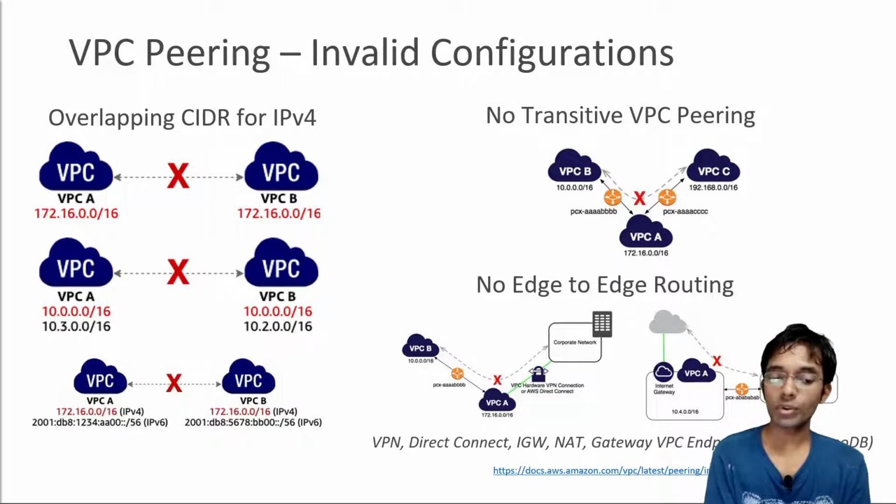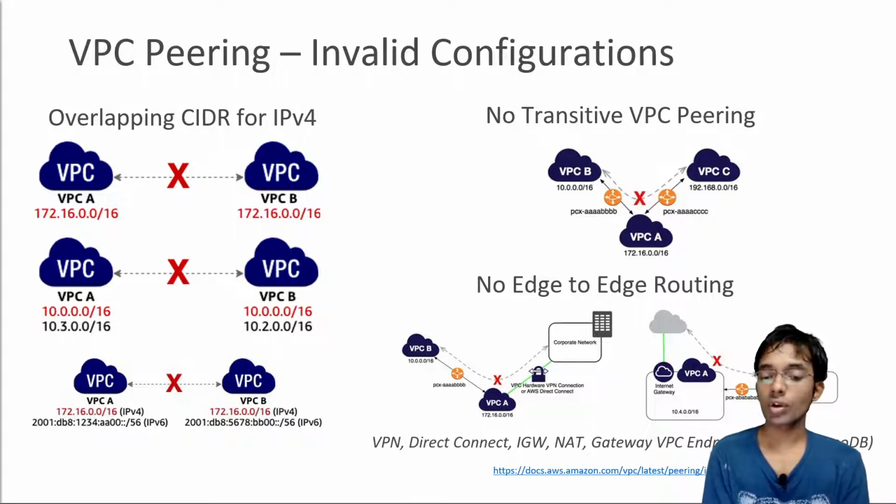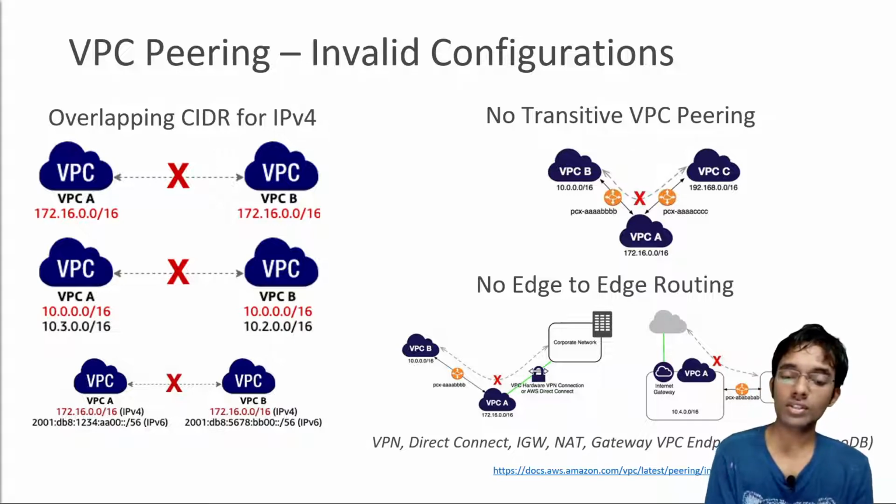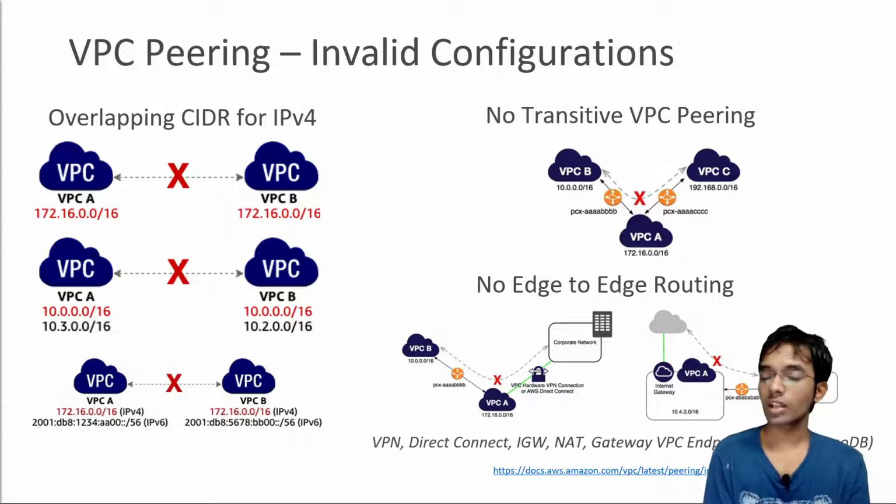if you are using VPC B paired with VPC A, and there's an internet gateway in VPC A. It doesn't work because VPC B will not be able to access the internet through the internet gateway of VPC A. So no edge-to-edge routing applies to site-to-site VPN, Direct Connect, internet gateways, NAT gateways, and gateway VPC endpoints for S3 and DynamoDB. All these things you should remember, you should understand them.